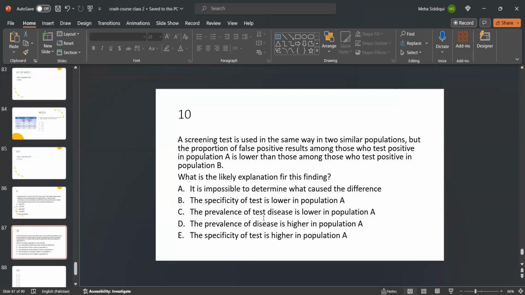MCQ number 10. A screening test is used in two similar populations, but the proportion of false positive results among those who test positive in population A is lower than among those who test positive in population B. What is the likely explanation for this finding? It is impossible to determine what caused the difference. The specificity of the test is lower in population A. The prevalence of disease is lower in population A. The prevalence of disease is higher in population A. The specificity of the test is higher in population A.